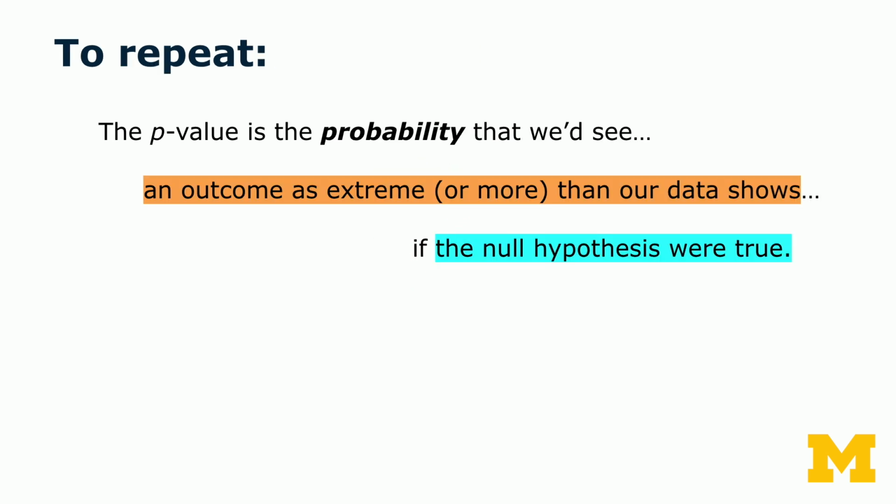So to repeat, the p-value is the probability that we'd see an outcome as extreme or more than our data shows if the null hypothesis were true. Yes, it's very frustrating that it's this wordy, but it just is. I mean, it's just a complicated concept.